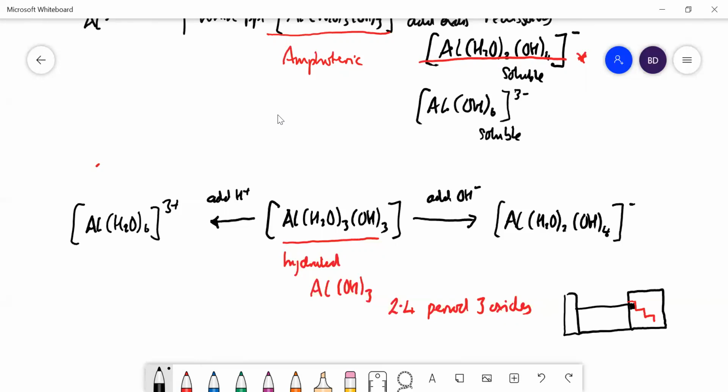Okay, so in the next video we'll look at the reaction of ammonia with aluminium hydroxide, and sodium carbonate also, with all of them, not just aluminium.